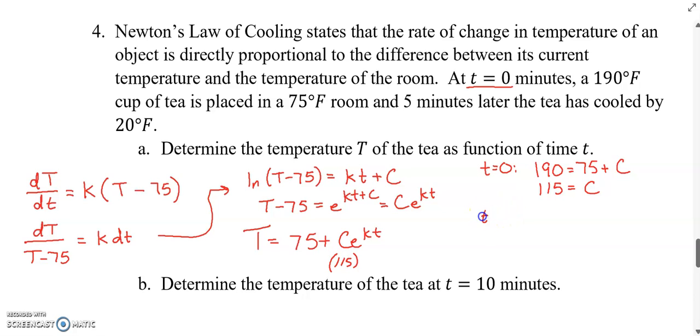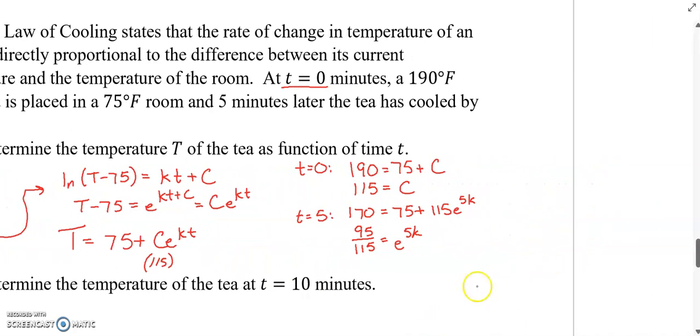Now we're going to use the other value they give us, which is t equals 5 minutes, and that is going to give us a temperature of 20 degrees cooler. So instead of 190, we're going to use 170. So 170 equals 75 plus 115 e to the kt, but t is 5, so 5k. All right, so subtract 75 from both sides, divide by 115, and we get 95 over 115 equals e to the 5k.